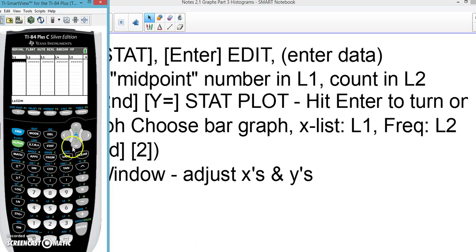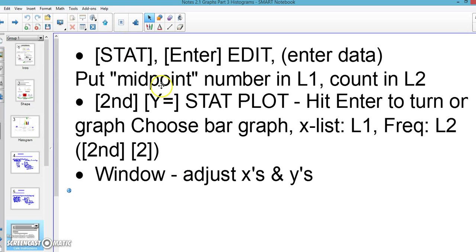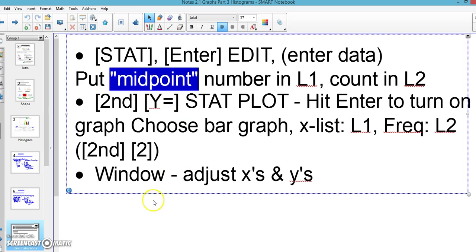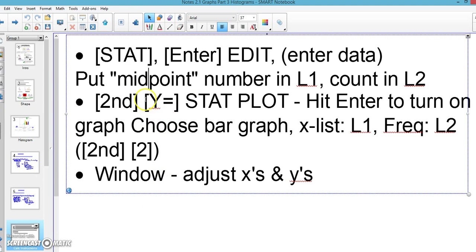Where I left off was I just cleared out my list number 1. This is where you'll put, for instance, the number of red Skittles in L1, and then the frequency of those red Skittle values in L2. For that last graph, the test where I grouped the 60s together and the 70s together and so on, I would put a midpoint value. So halfway between 60 and 70 would be 65, 75, and so on in L1, and then the frequency in L2 again.